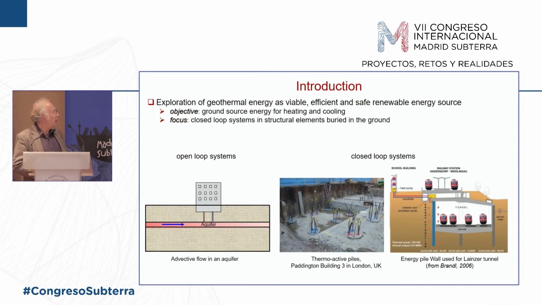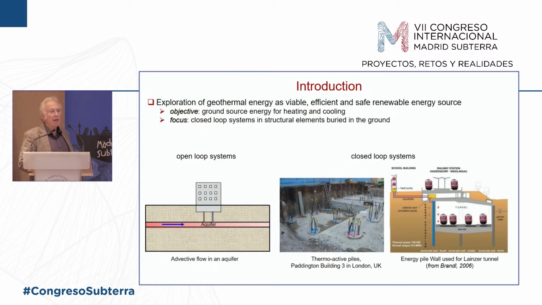The alternative, instead of having something where we extract water and put water back, is that we pump a fluid, usually water with some sort of antifreeze in it. We pump water through a tube, and then it goes through the soil, exchanges heat between the pipe and the soil, and takes it back to the building. We'll look at that in a bit more detail in a few minutes. And that's closed loop because the water stays in the loop.